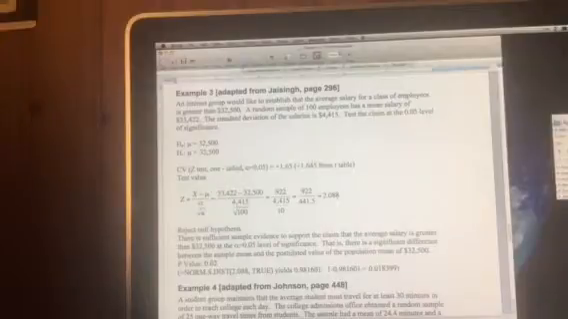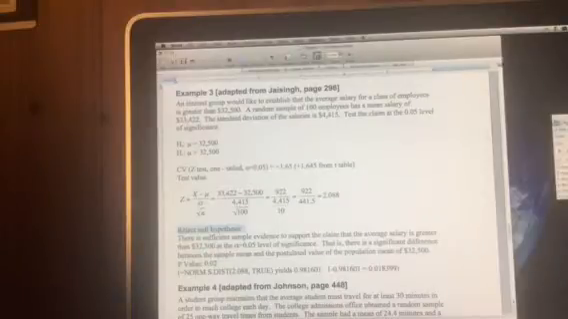Now, in this case, we just have to look: is our test statistic out to the right farther than what our critical value was? 2.088 is to the right, in the tail, beyond 1.65. So we reject the null. By rejecting it, we decide that the mean probably really is greater than 32,500. And I used the more proper phrasing here. There is sufficient sample evidence to support the claim that the average salary is greater than 32,500 at the alpha equals 0.05 level of significance.